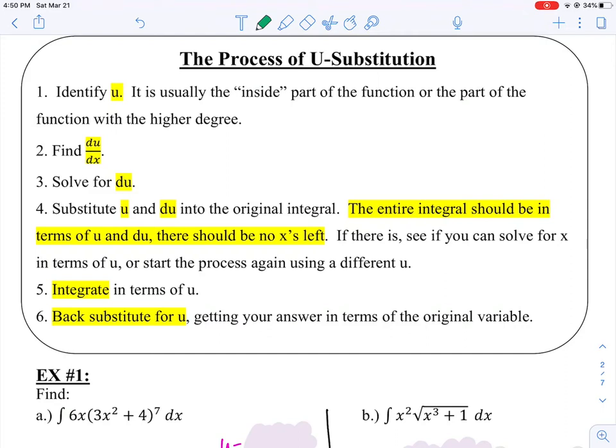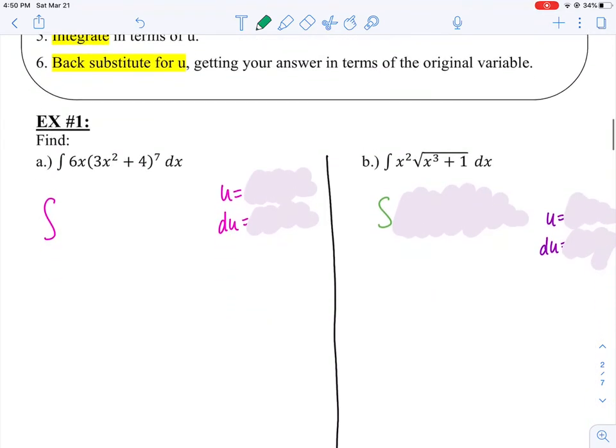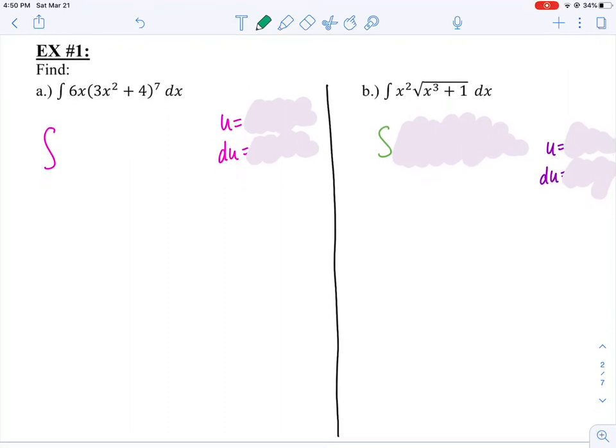We're then going to take our original problem. We're going to take out what we called u and substitute u in. We're going to find our du and substitute that in. And the entire integral should be written in terms of u and du then. There should be no more x's left, right? That's what our purpose was of substituting, is getting rid of the x's and substituting in all u's. We're then going to integrate in terms of u, and then our last step is to back substitute in what we called u in the first place. Okay, so a couple different steps we're going to follow anytime we see a U-substitution problem.